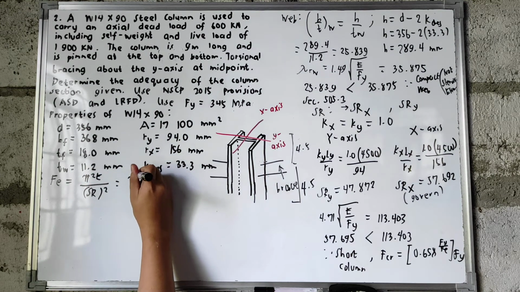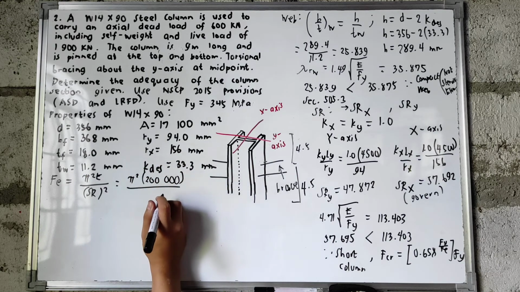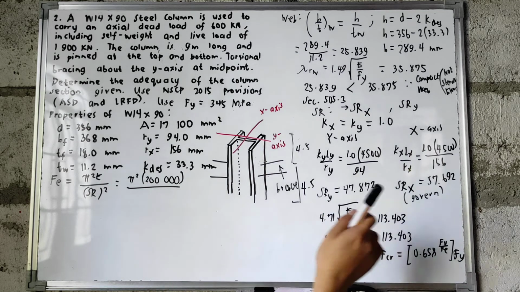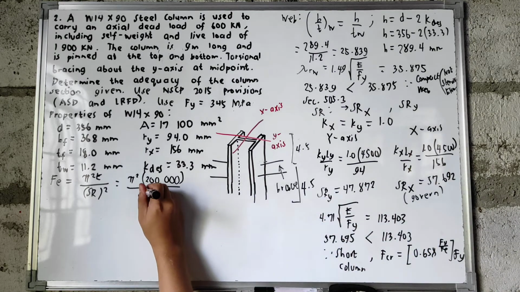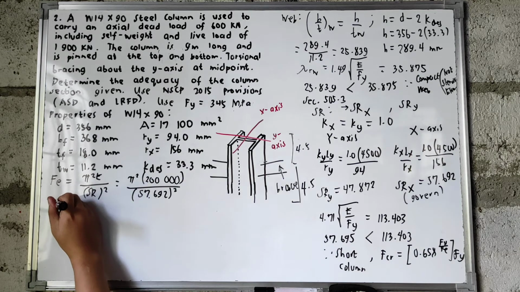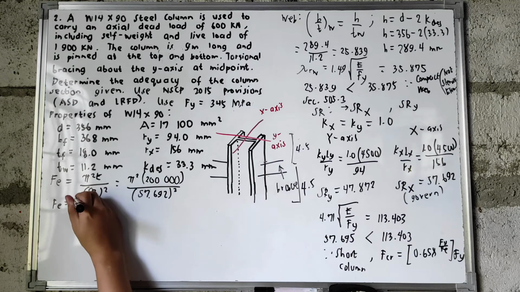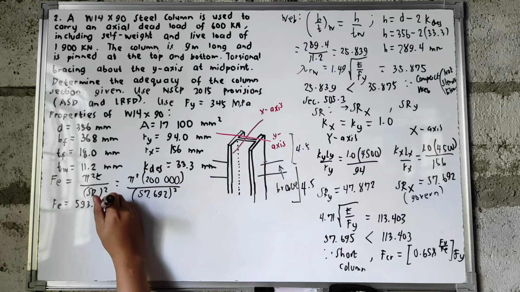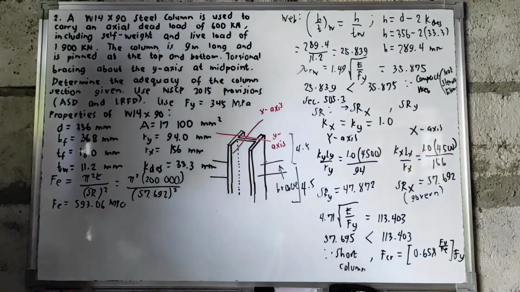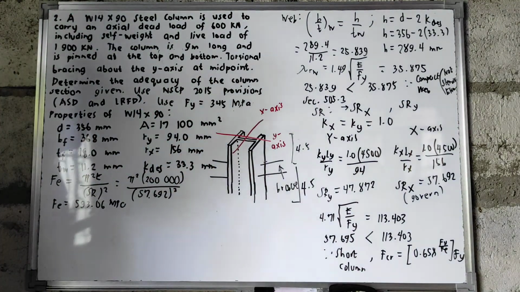So, pi squared, yung E natin, that is 200,000 megapascal over yung slenderness ratio natin. We have, siyempre eto, 57.692 quantity squared. So, the value of your Fe is now equal to 593.06 megapascal. And siyempre, yun nga, so meron tayong two method to determine short or long yung column natin.